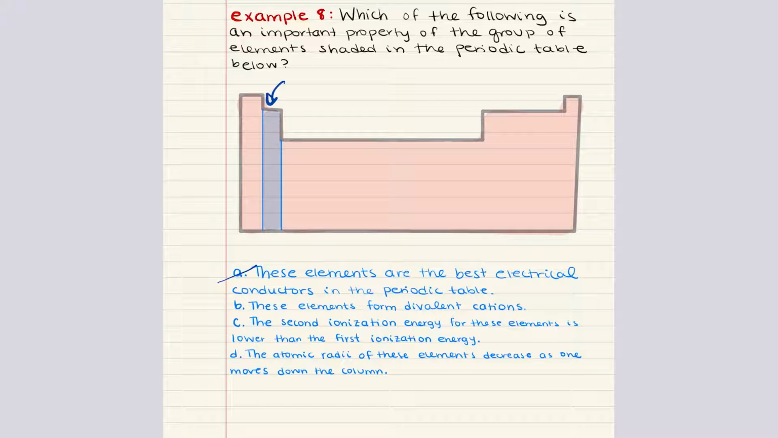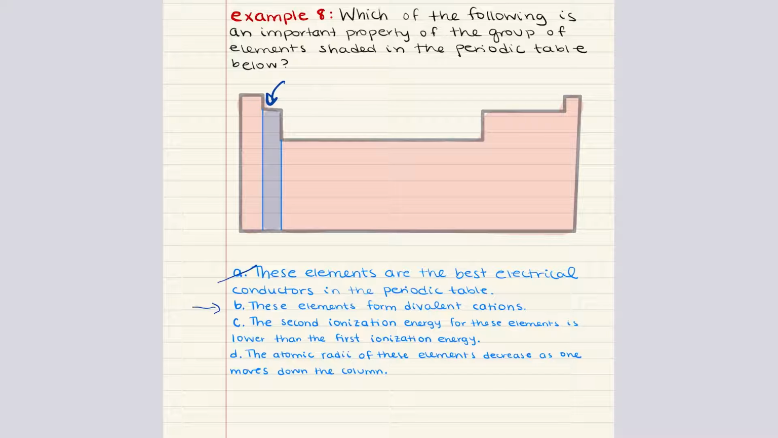Answer choice B says these elements form divalent cations. This is a correct statement. Alkaline earth metals typically lose 2 electrons to form +2 ions, so divalent cations. For example, magnesium tends to lose 2 electrons to form magnesium 2+. Same goes for calcium. It loses 2 electrons to form calcium 2+. So this property is a key characteristic of group 2 elements. So we're going to keep option B here. We're not going to eliminate it, but we still want to go through the rest of the options.